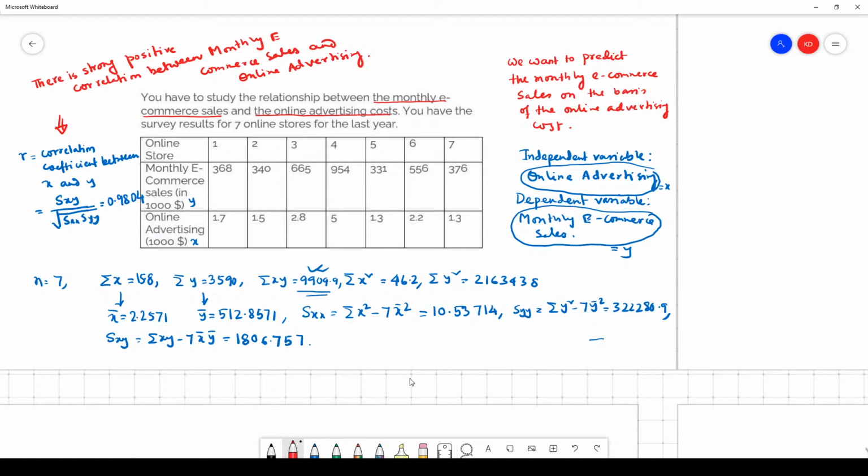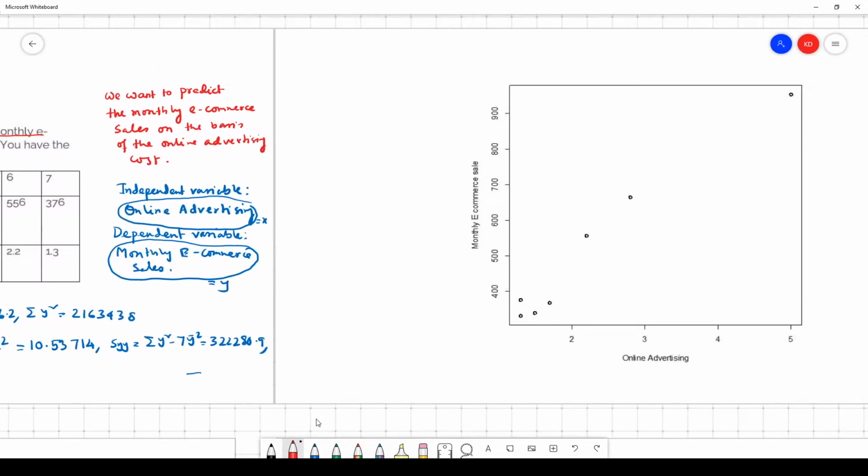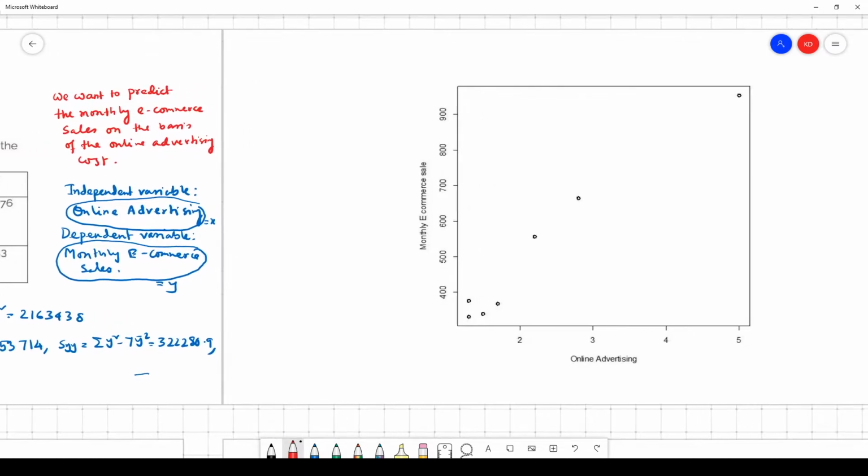If you look at the scatter plot, if you draw the scatter plot, then you see that from the scatter plot. Ronit also gets the same value. Thank you, Ronit. From the scatter plot, we get the same conclusion.